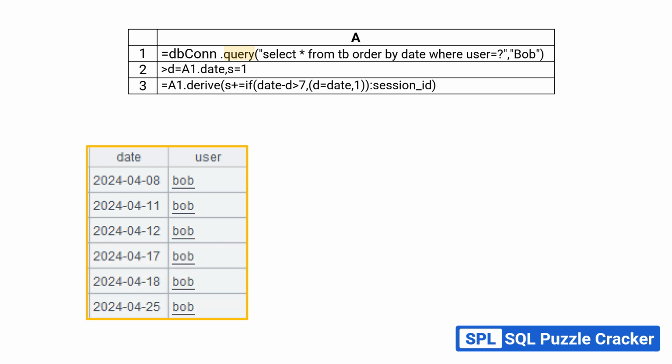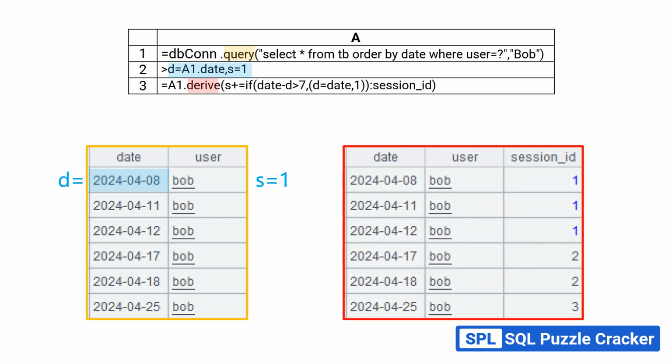A1 uses the query function to query events of a user from the database. A2 sets variables. D is the checkpoint date, with the initial value being the date of the first event. S is a variable for session ID, with an initial value of 1. A3 uses the derive function to add a calculated column for session ID.